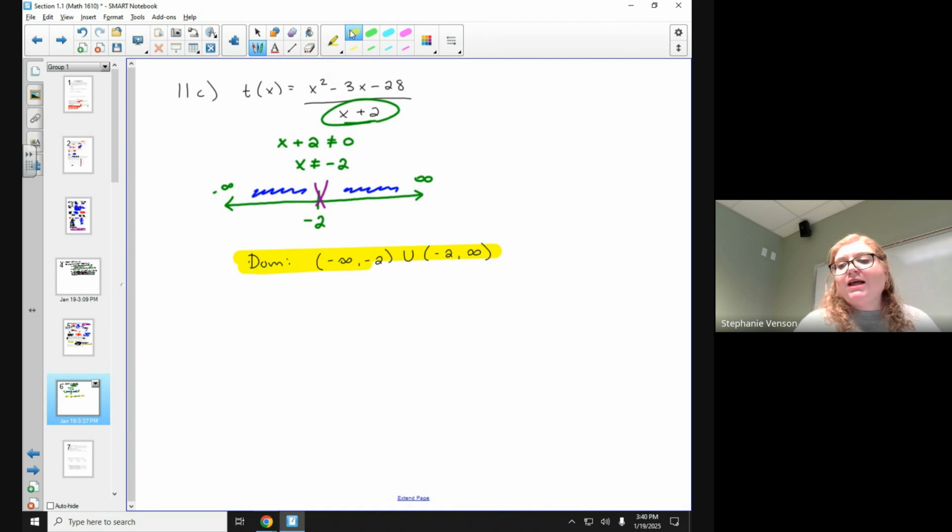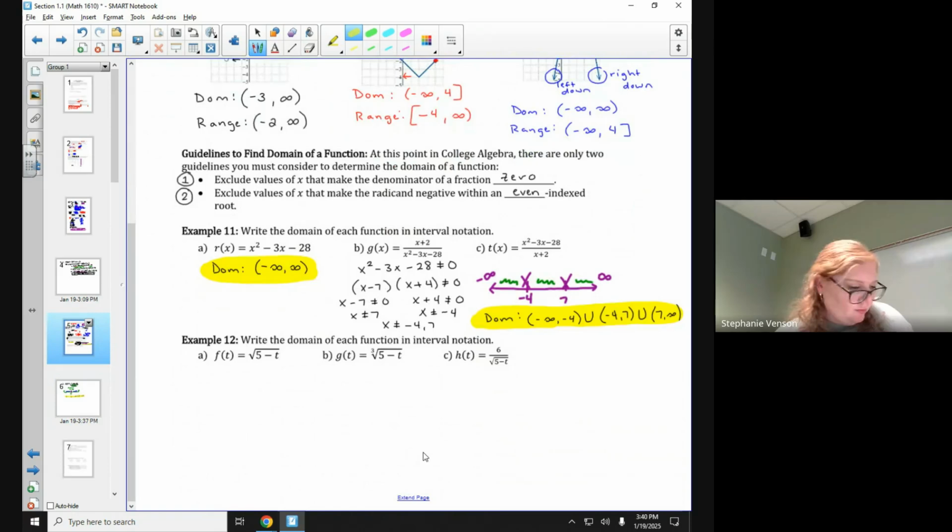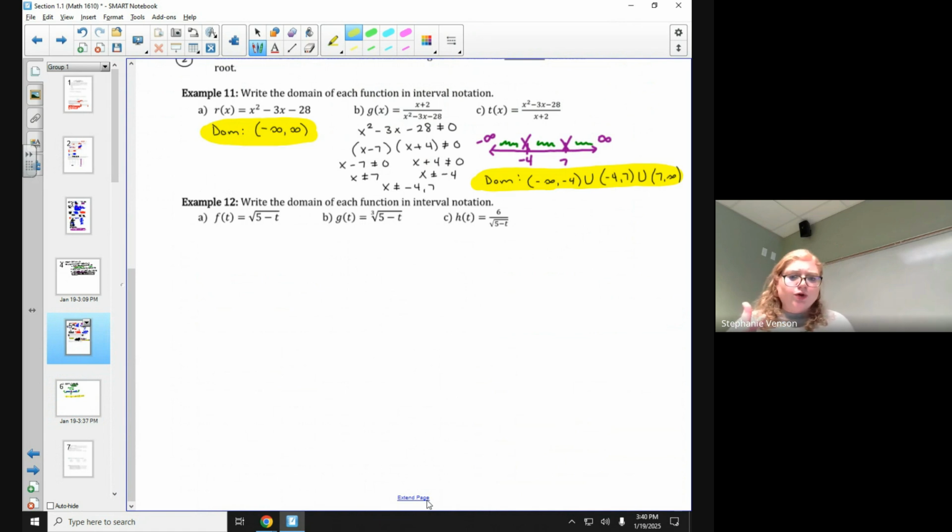Okay, so problem 11 in general, A, B, and C, demonstrate the first bullet point. This is how you find the domain if an x shows up in the denominator position. But now let's bounce back to here and figure out how we find the domain with these square roots. This is bullet point number 2. So example 12 says, write the domain of each function in interval notation. So let's look at 12a.